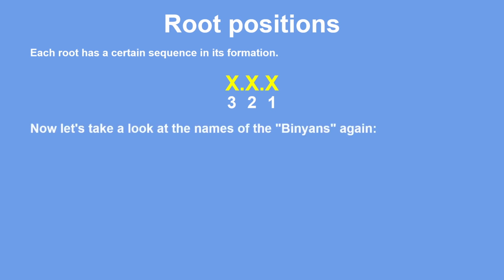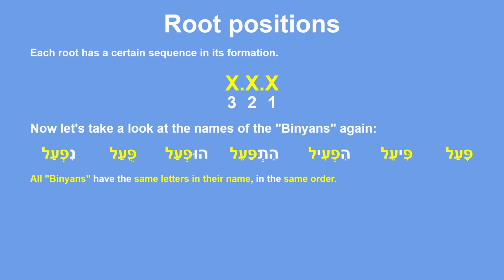Now let's take a look at the names of the binyanim again. So the names of the binyanim are Pa'al, Pi'el, Hif'il, Hitpa'el, Huf'al, Pu'al, Nif'al. So obviously I highlighted in yellow the letters that are repetitive. So what do all of the binyanim have in common? All binyanim have the same letters in their name in the same order.